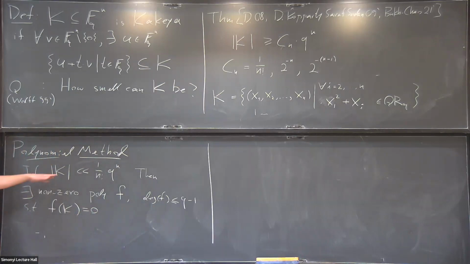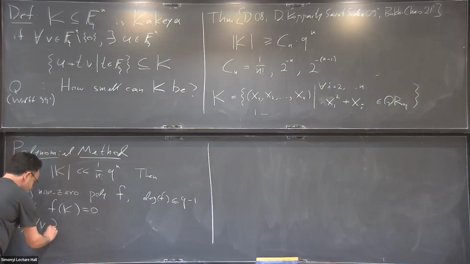So why? Because there are more monomials than this. You just count monomials, you can solve a system of equations and interpolate such a polynomial, and you have it. Each point in K gives you one condition, each monomial gives you 1 degree of freedom, and there are more monomials.